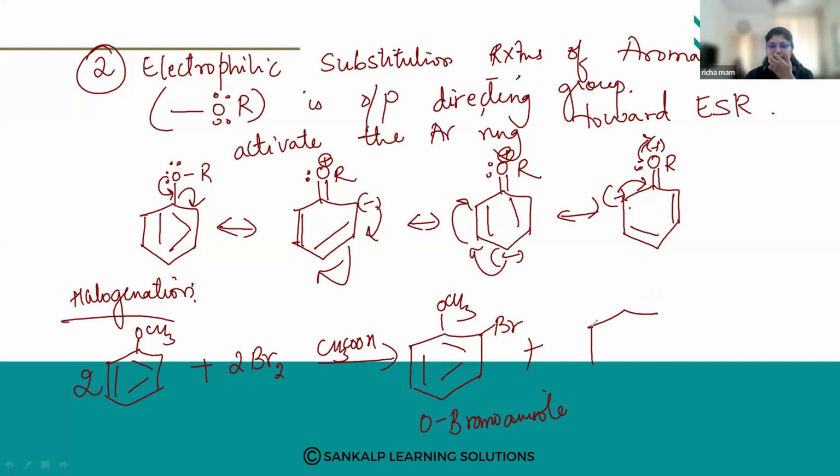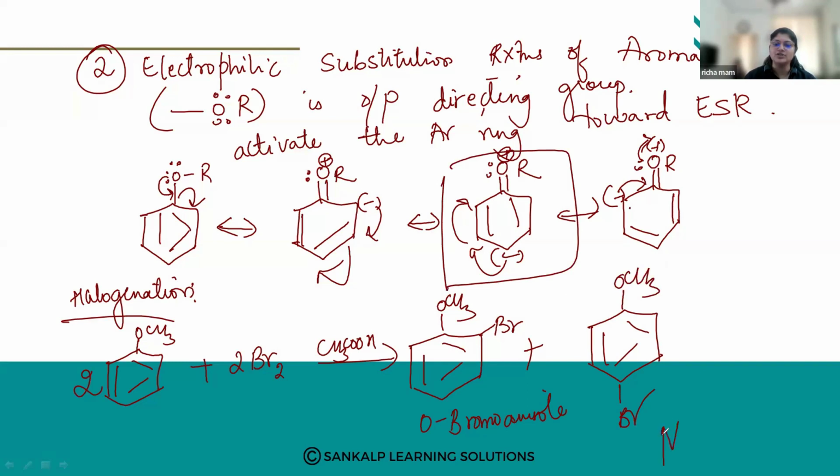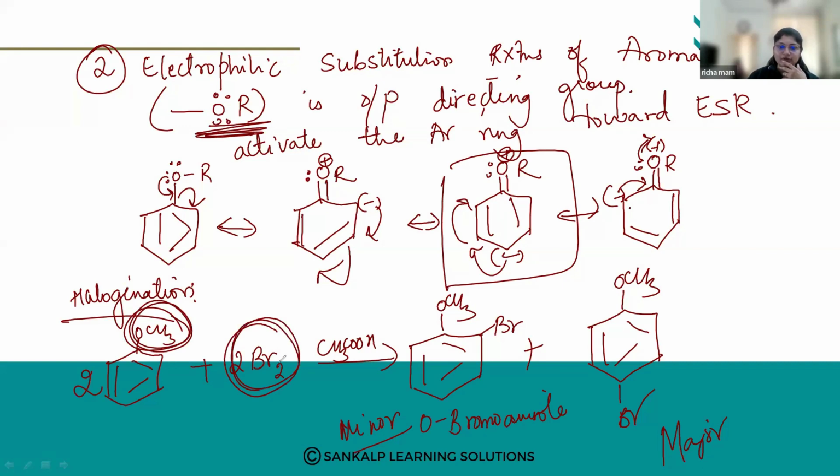Which is the major product? You have seen in the resonating structures that the negative charge is most balanced at the para position, right? So para is the major product, and ortho is a minor product. So aryl alkyl ethers undergo halogenation in the benzene ring. The methoxy group, as we have said, is an ortho-para directing group, so the incoming electrophile will attack at the ortho or para position. The methoxy group activates the benzene ring and thus bromination takes place. Got it? Is it clear up to here?